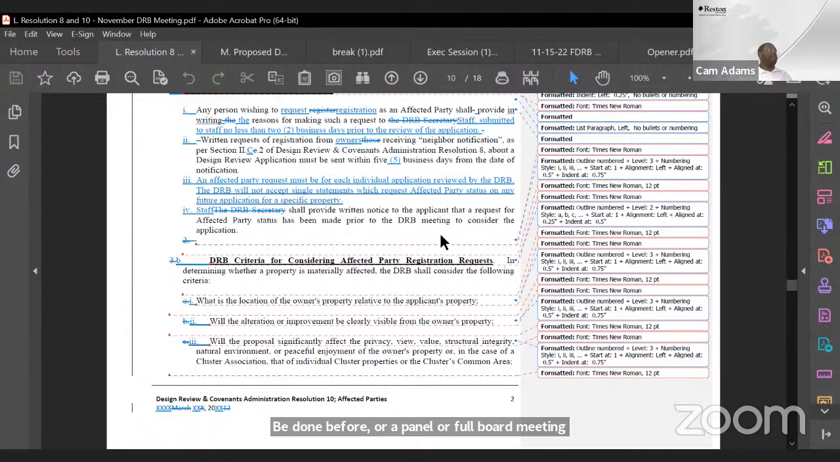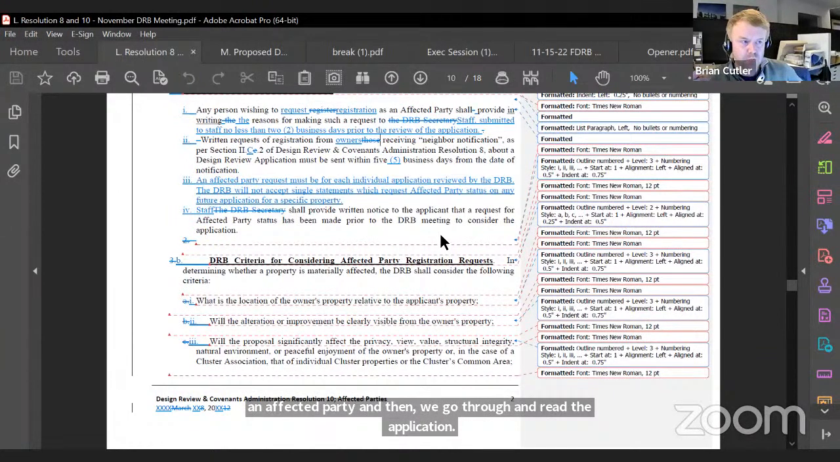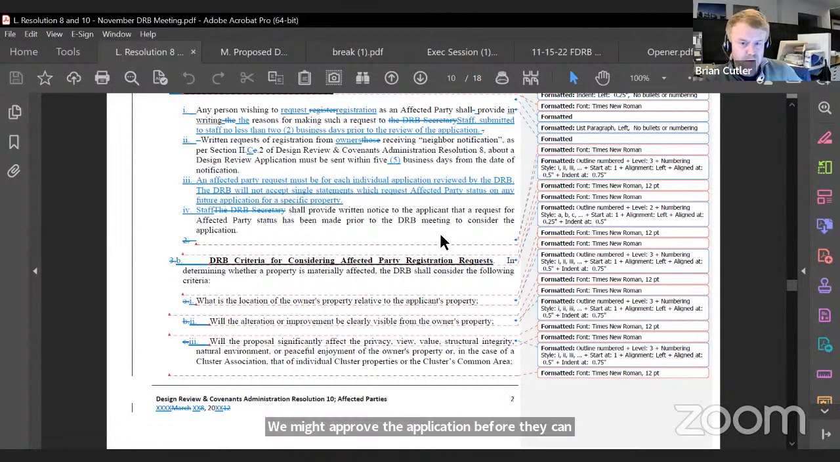It gives them an opportunity to be heard, their right to be heard, especially if it's at a panel meeting, because if an affected party's request is denied, they can appeal that denial to the full board. But if we're in a panel meeting and we deny an affected party, and then we go through and read the application, we might approve the application before they can appeal, right?